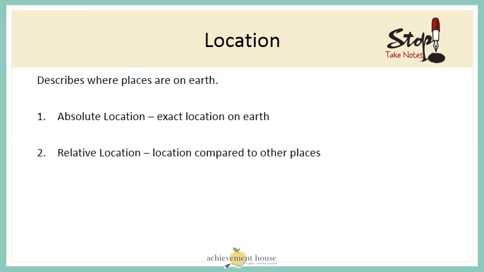The theme of location describes where places are on Earth. There's 2 ways to do this. Absolute location is the exact location on Earth, either an address or a map location. Relative location is a location compared to other places, and we'll go into both of these in detail.